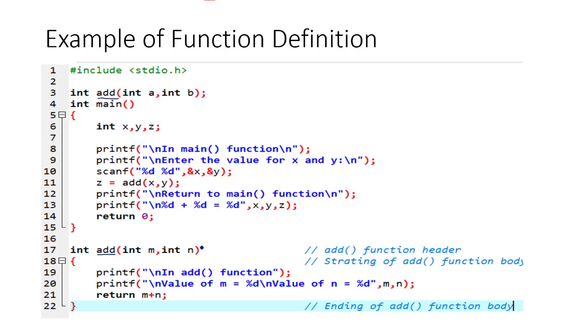After that there will be a curly brace, and within that curly brace we are going to write the statements which will be used to implement the function. The function should end with a closing curly brace. So this part, from the opening curly brace to the closing curly brace, is called the function body. So this is the main function header and this is the main function body.